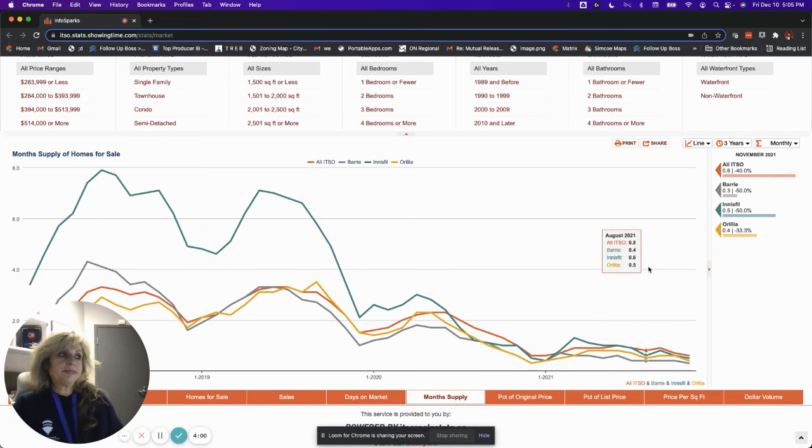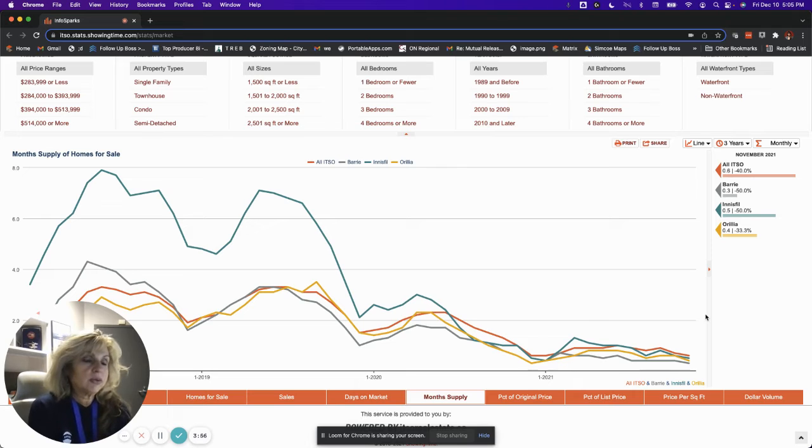Months of supply is important because that's how we figure out if it's a buyer's market, a seller's market, or a balanced market. Anything under 3 months, and anything under 2 months, to be honest with you, will feel like a seller's market. Between 2 and 3 will feel balanced. Between 3 and higher is a buyer's market all day long. So here's what we look like.